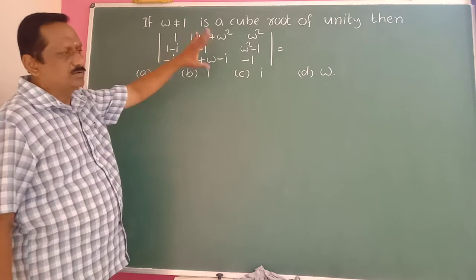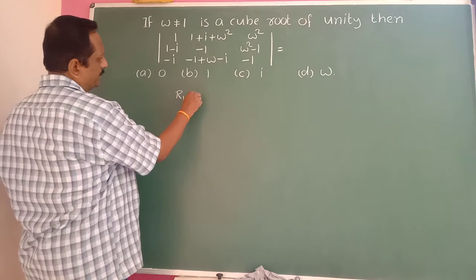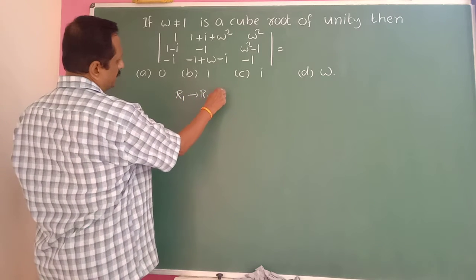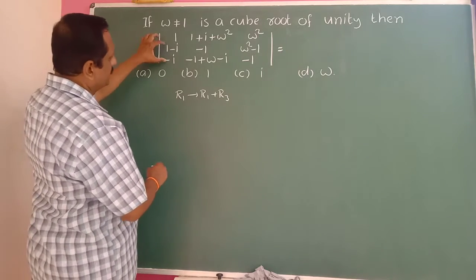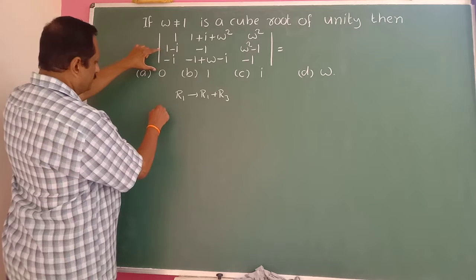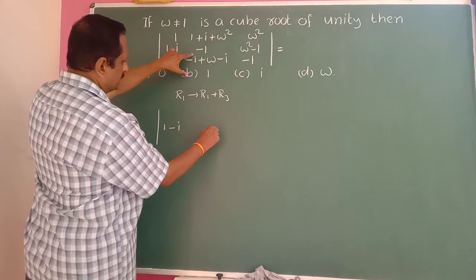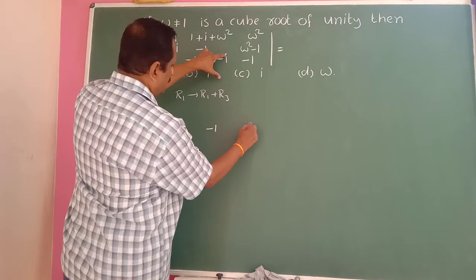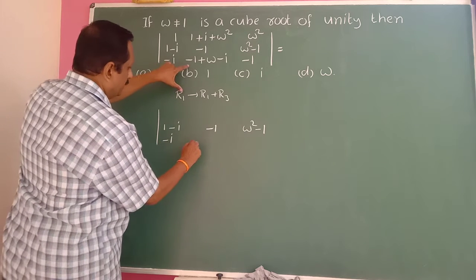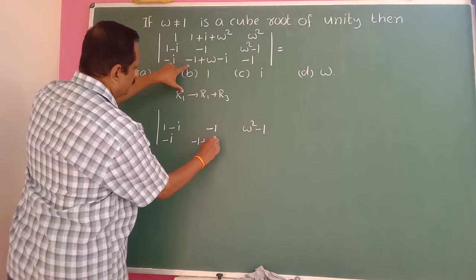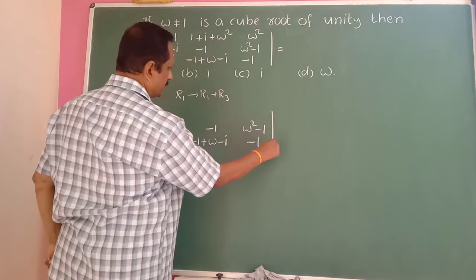Okay. Here again, if omega is not equal to 1 is a cube root of unity, then here the determinant is equal to what? In this case, just add R1 and R3, first row and third row here. Therefore, second and third row keep as it is. So, second row elements are 1 minus i, minus 1 and omega square minus 1, and minus of i minus 1 plus omega minus i minus of 1 here. Keep as it is here.